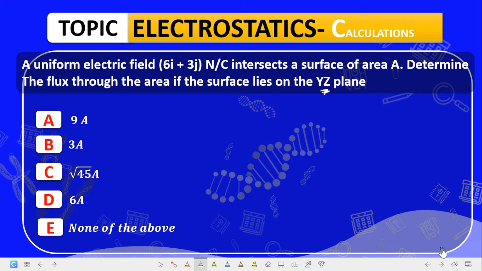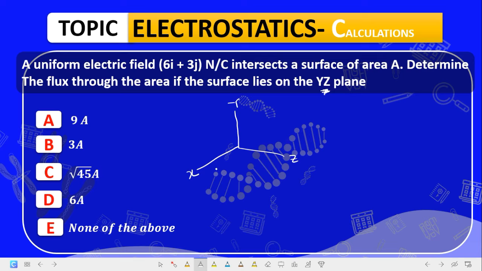Okay? Now we have the following question. Please take note of this question. It's very important you do so. But before we solve this question, let's bring out our coordinates. We have this as our coordinate. This is X, this is Y, and this is Z.